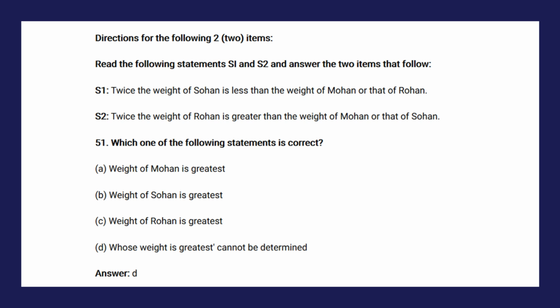Question 51. Which one of the following statements is correct? Option A. Weight of Mohan is greatest. B. Weight of Sohan is greatest. C. Weight of Rohan is greatest. Option D. Whose weight is greatest cannot be determined. And the answer is option D. Whose weight is greatest cannot be determined.